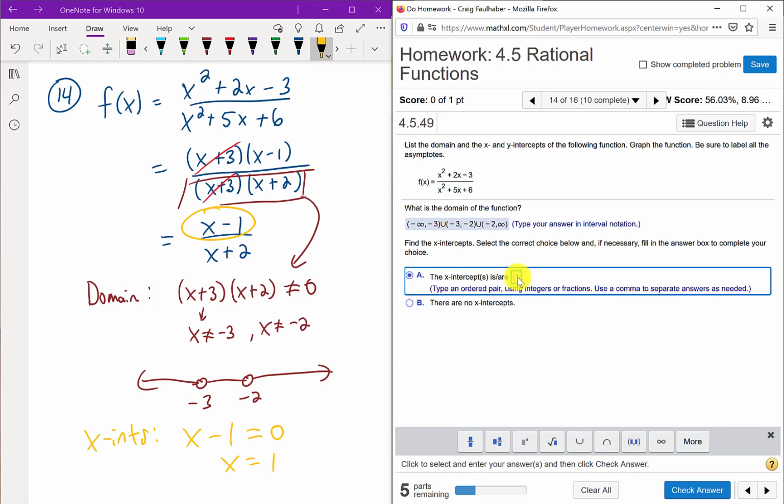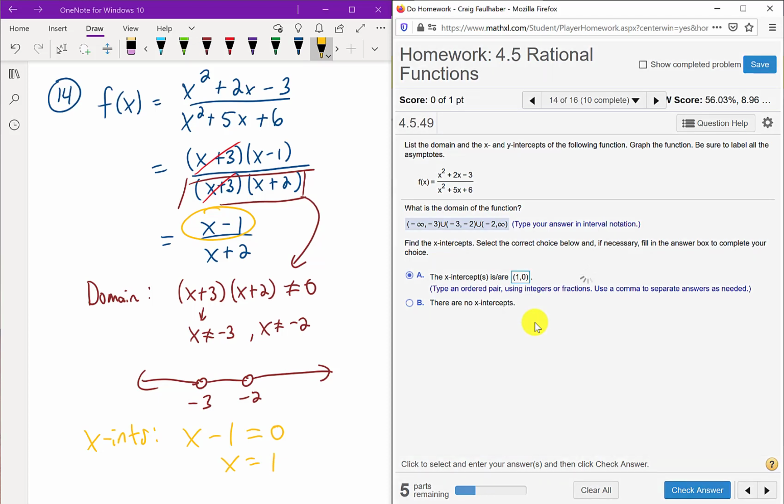The x value of this point is 1, and the y value of every x-intercept is always going to be 0. That's where this graph crosses the x-axis, so its y value is 0.